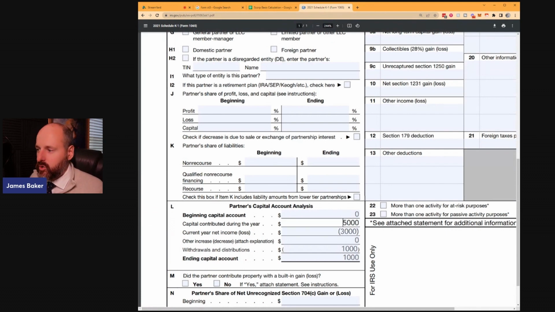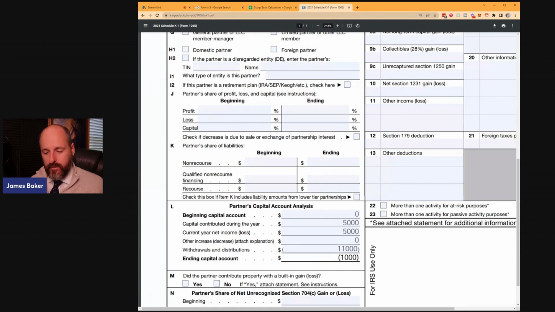Because if we switch it around and let's say your capital contributed is 5,000, your current year income is 5,000 and your withdrawals are 11,000, now your basis is going to be negative 1,000. I don't think you can have a negative basis like this, but that extra distribution would be income to you because you took out excessive basis. So there's a couple little tweaks to it. When you take out more than you have basis for, it's income.